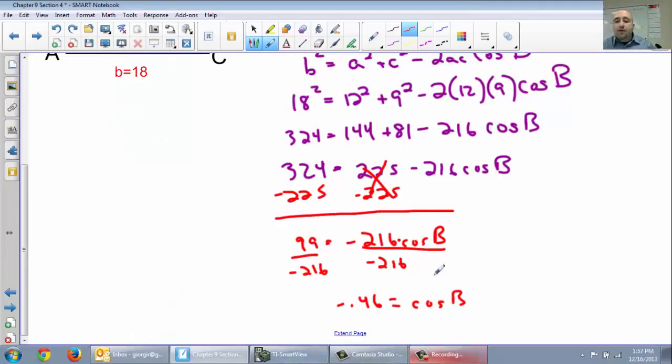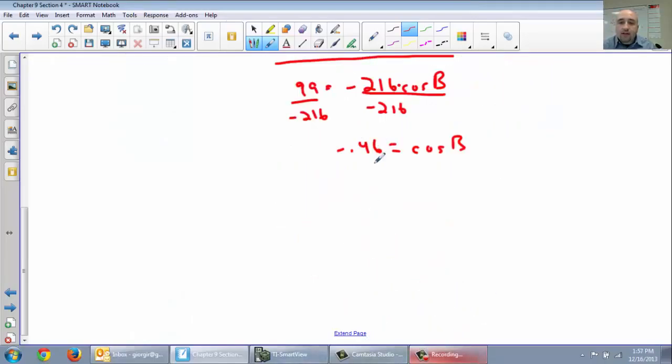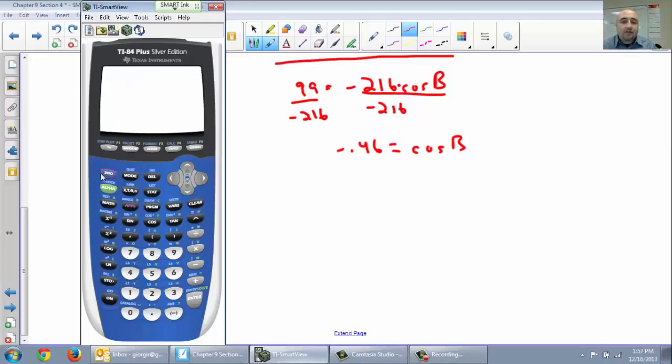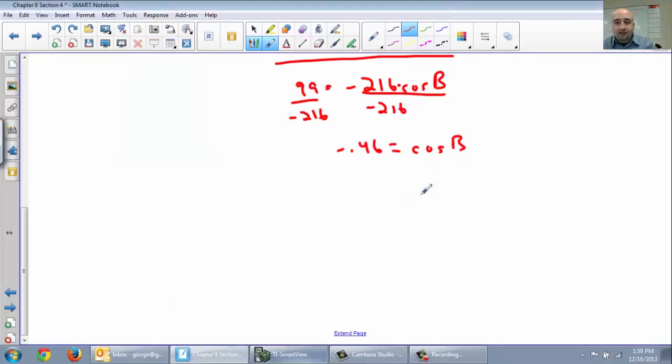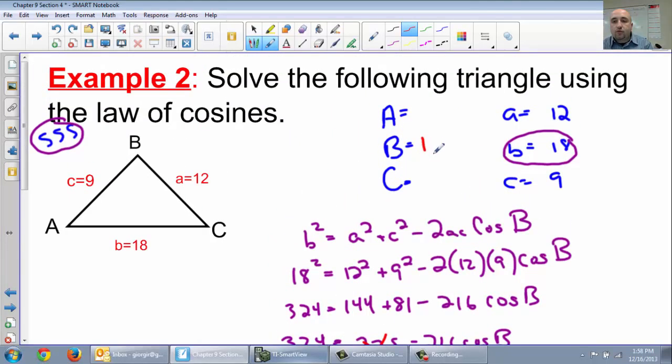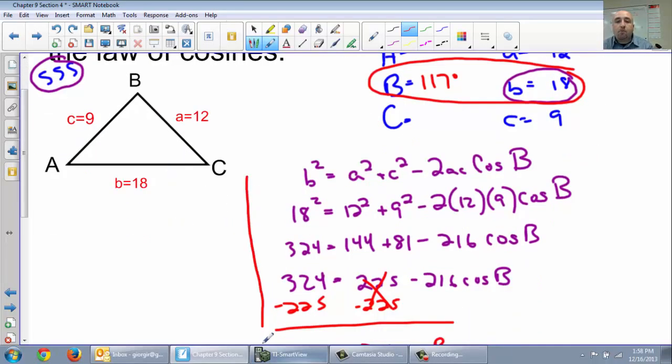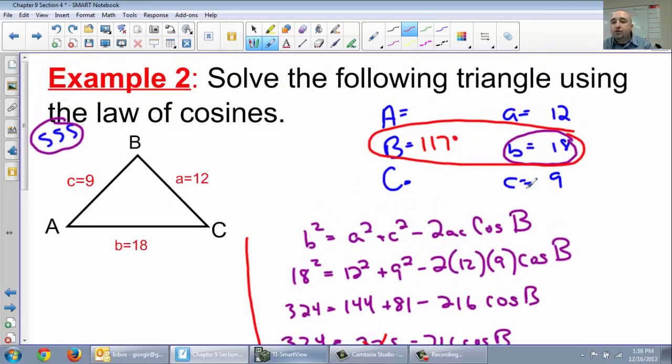Yep, that's right. All right, so how do I get angles? You always hit what when you're getting an angle? Second. So second cosine, negative 0.46. And what's my angle measure? 117.3. So 117 degrees. So angle B is 117 degrees. Okay, now notice I have a set. I have both B's, so now I can go back to the law of sines, and it's the same as the last problem. When you go back to the law of sines, you always do the smaller one first.